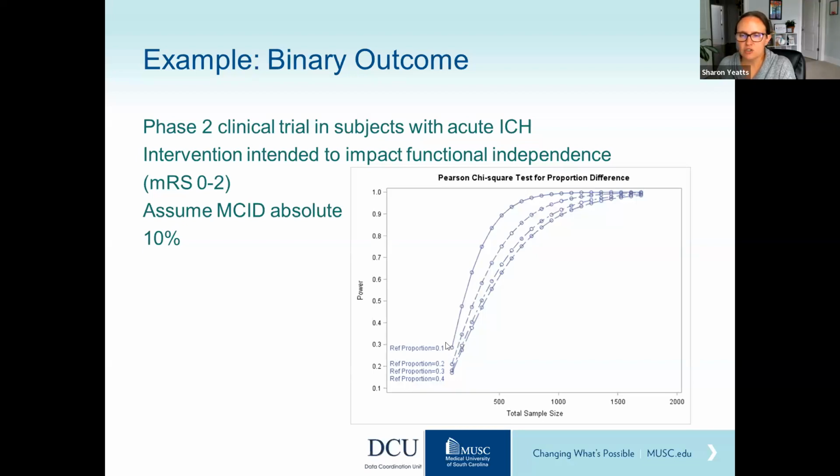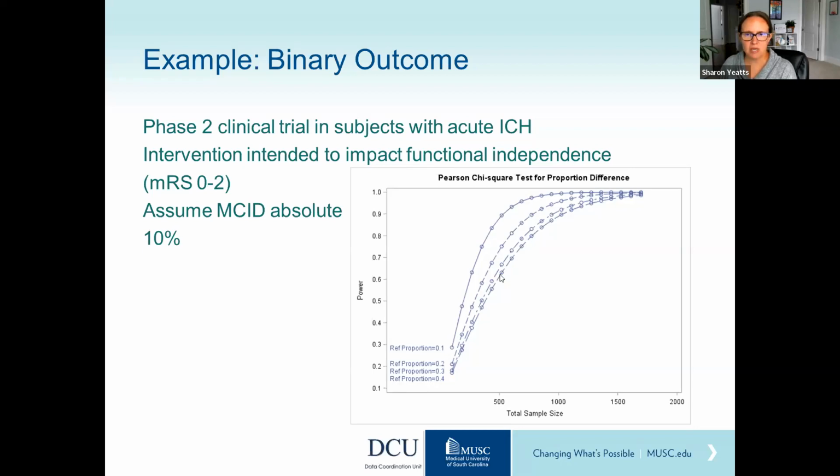And so again, same structure, total sample size along the x-axis, power along the y-axis. But if my control group has only 10% of its patients achieving functional independence, then I have, let's go over here where I have more reasonable power. For 500 subjects, I have somewhere around 90% power. But as my control proportion gets closer to 50%, so here you can see I go from 10% of the control to 20 to 30 to 40. As that proportion increases, the power for a given sample size decreases.